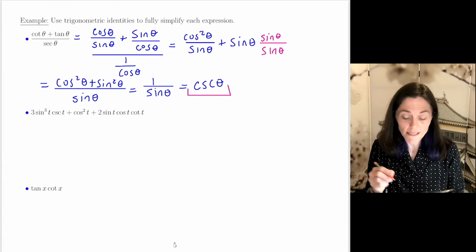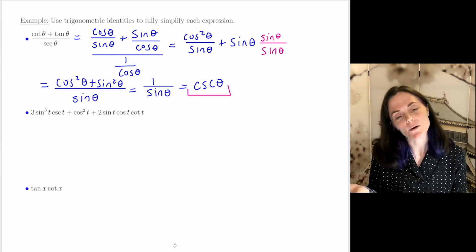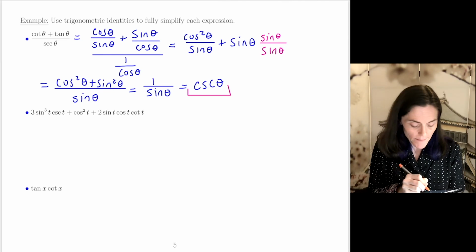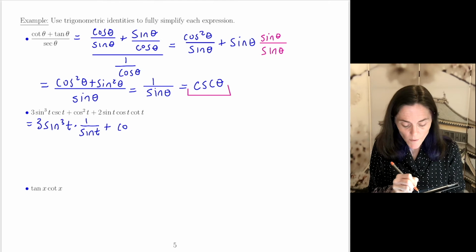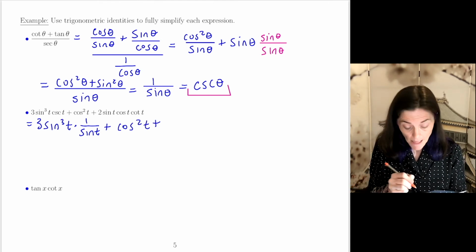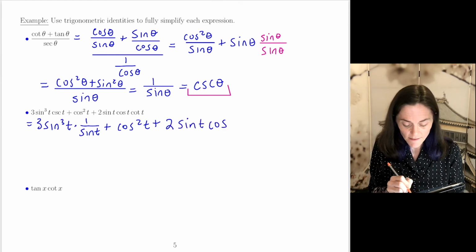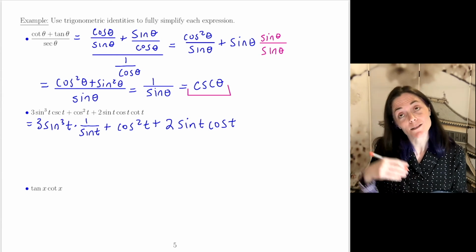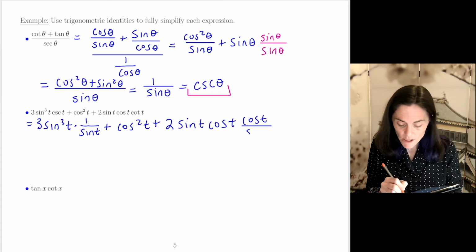Next one. Once again, this looks quite complicated, but let's just start breaking this into sines and cosines and see how much we can simplify. This first one, we have 3 sine cubed t times 1 over sine t. And then we have cosine squared. I'll leave that alone for the moment. But then you notice I have 2 sine t cosine t, and then cotangent is cosine over sine. Now we're going to be in really great shape.